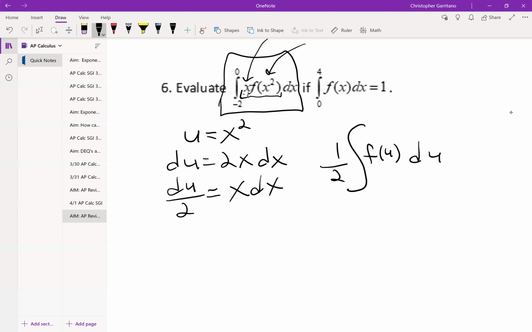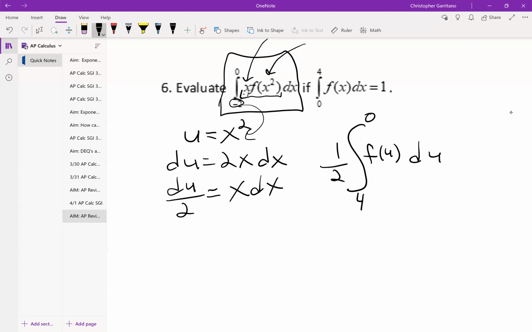The one thing that we have to pay attention to also is that our limits of integration are no longer with respect to x, they should be with respect to u. So my -2 lower limit, when I plug it into my u equivalence, I get -2 squared, which is 4. So my lower limit is going to be 4. And my upper limit is still going to be 0.